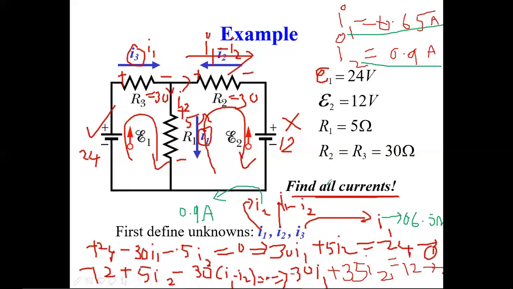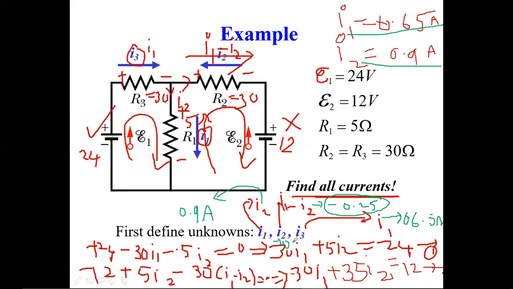I1 minus I2 here means I1, which is 0.65, minus 0.9. 0.65 minus 0.9 is nothing but a minus 0.25. Then the answer will be minus 0.25 as per your direction. If you want to know the exact I2 direction, the I2 direction is like this, right? Then it will become a plus 0.25.